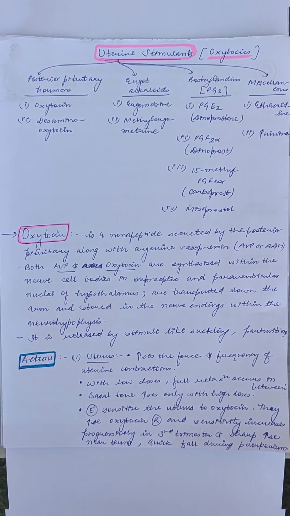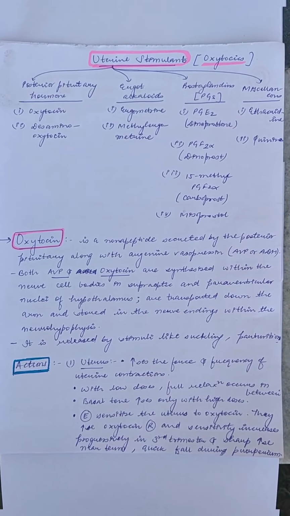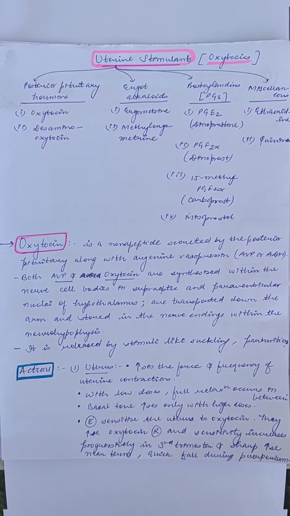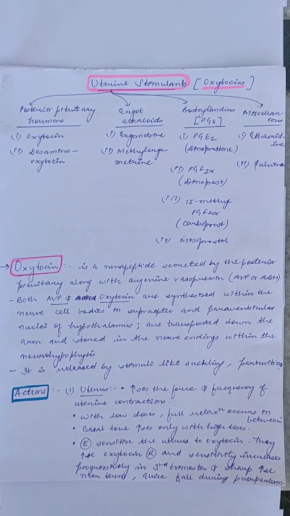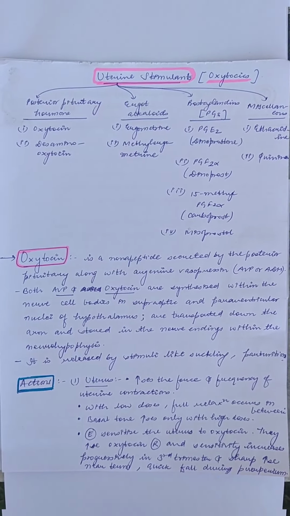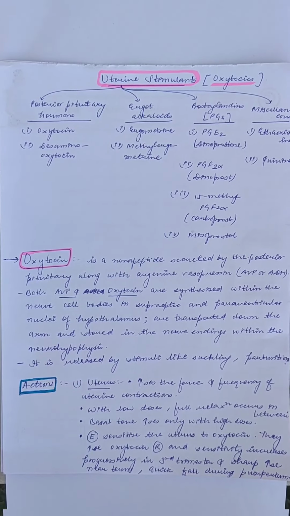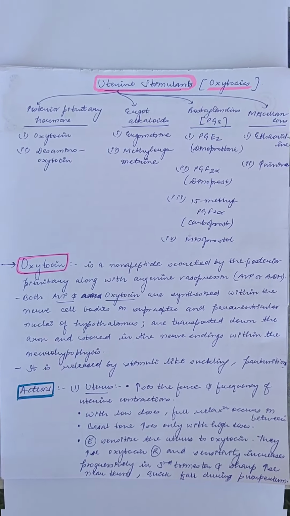Hello everyone. The topic for discussion for today will be uterine stimulants. These are also known as oxytocics. Basically, they are divided into four categories. First category includes posterior pituitary hormone, and these include oxytocin and desamino-oxytocin.